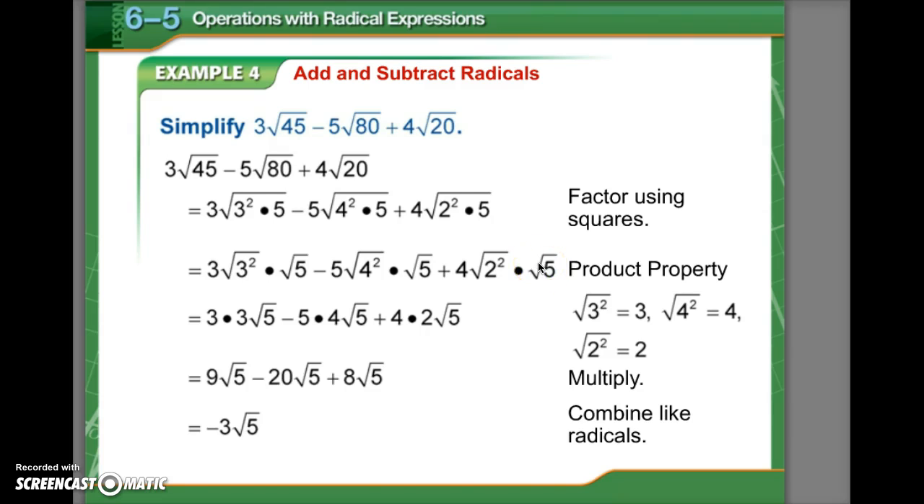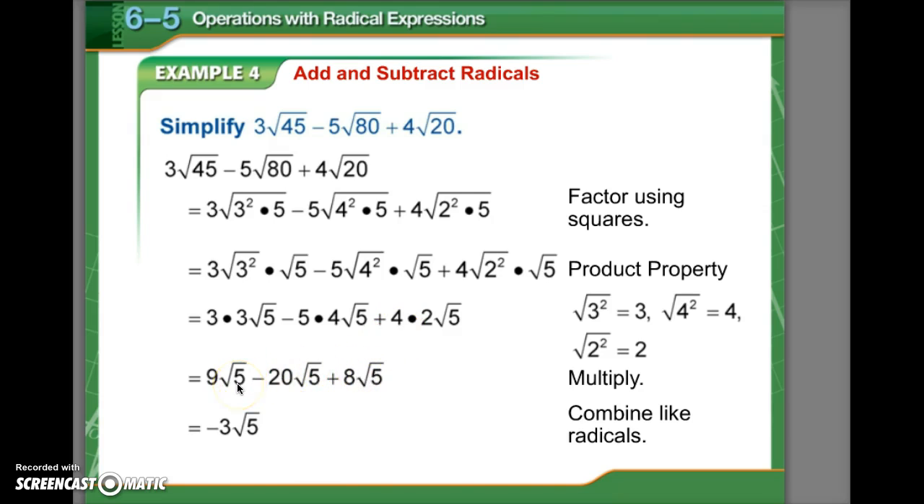And then we're going to simplify everything. The square root of 3 squared, that's just 3, because it's the square root of 9. The square root of 4 squared is just 4. The square root of 2 squared is just 2. So I have 3 times root 5, that's 9 root 5, minus 5 times 4, that's 20 root 5, and then plus 4 times 2, which is 8 root 5.